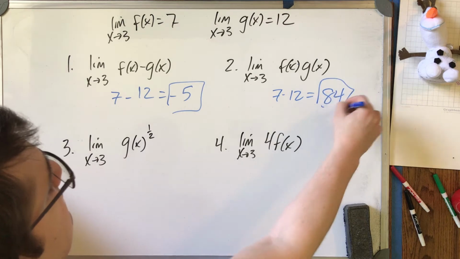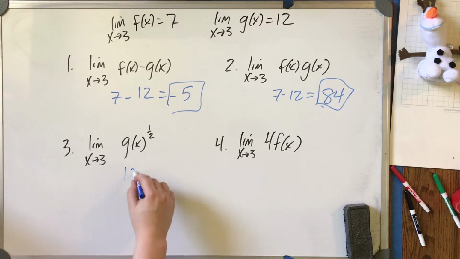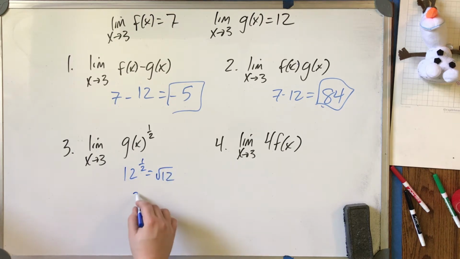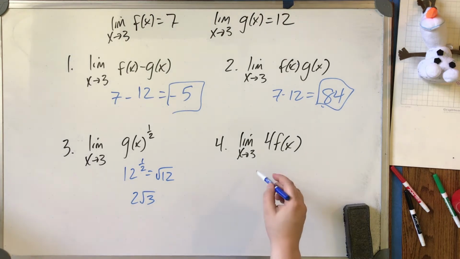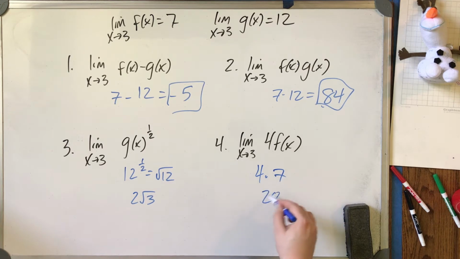So we're done. Same idea over here when we have multiplication, we just do 7 times 12, that's going to be 84. Ta-da! Here we will have g, so that's going to be 12 to the 1/2 power, so that's really the square root of 12, which we could simplify all the way down to 2 rad 3 if we really wanted to. And here we'll have 4 times f of x, so that's 4 times 7, and that's going to be 28. Ta-da! Properties of limits make it really easy, just separate things out.